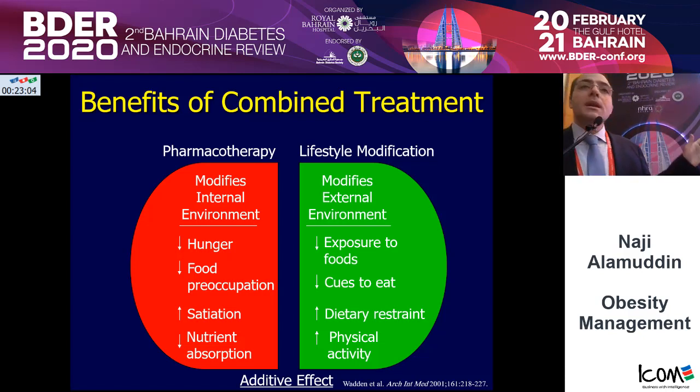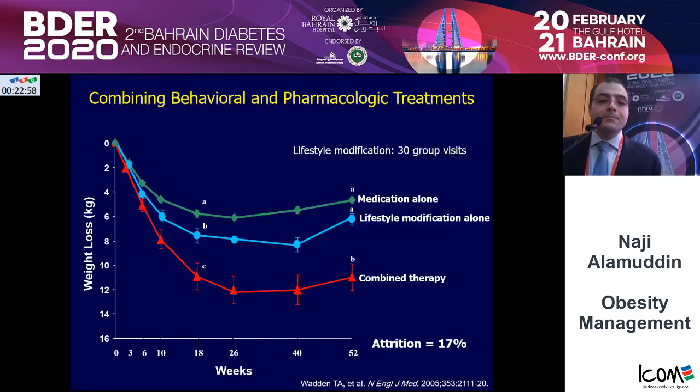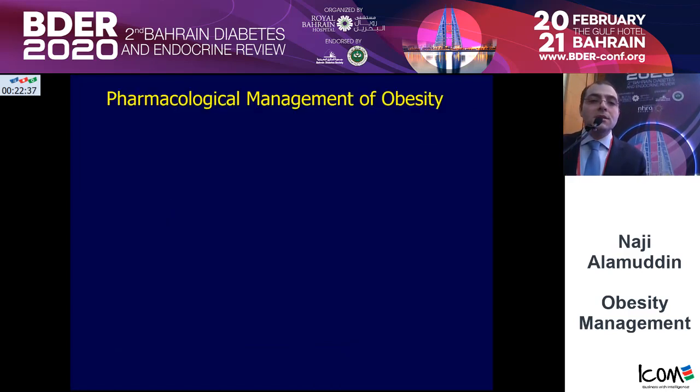But then what do medications do? They decrease your hunger, decrease your food preoccupation, and increase your satiety. This is a study that was published in 2005 by my close friend and mentor, Dr. Tom Wadden, where he clearly shows how combining the two works better than each alone. So this is medication alone, this is lifestyle alone, and this is the combined treatment. You clearly see greater weight losses when you combine lifestyle changes with medications.